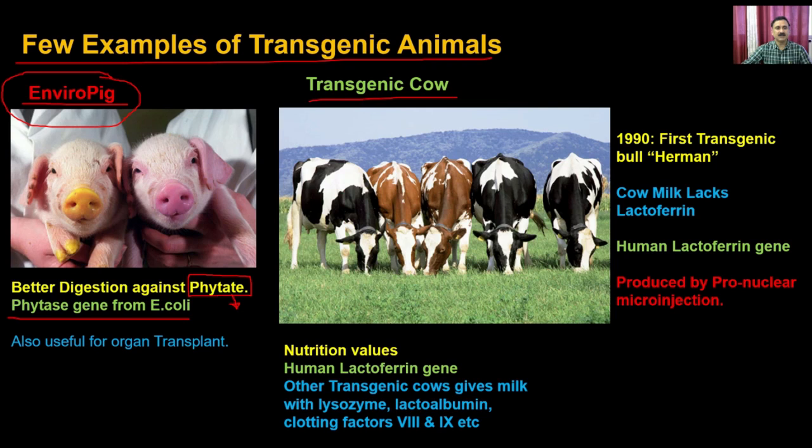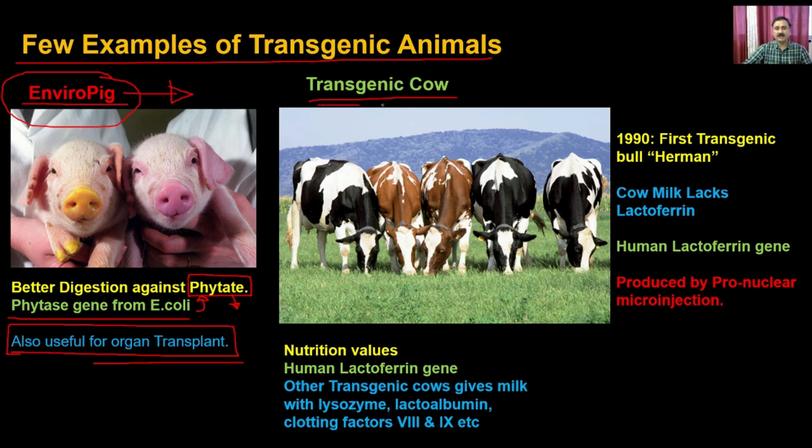coli into these pigs, and that's how they have developed the enviro pigs. And these enviro pigs are good enough in terms of digesting the diet which is high in phytate, and that's how they actually gain large weight, and that's how they are good for meat production and all other kinds of things. Apart from that, because the pig has similar kinds of organs, the pig is also very good for organ transplant.